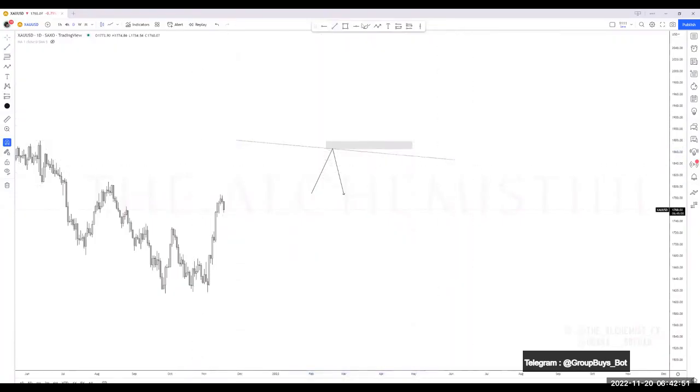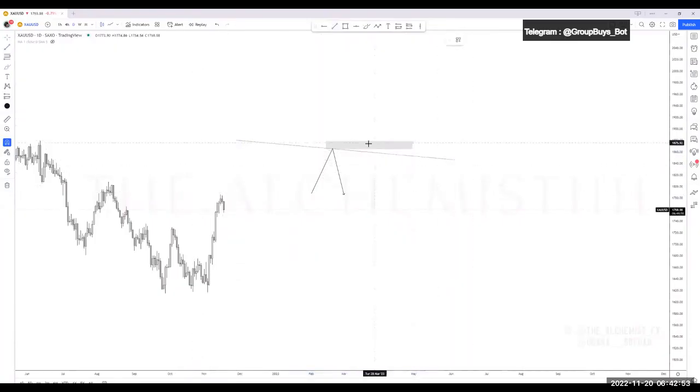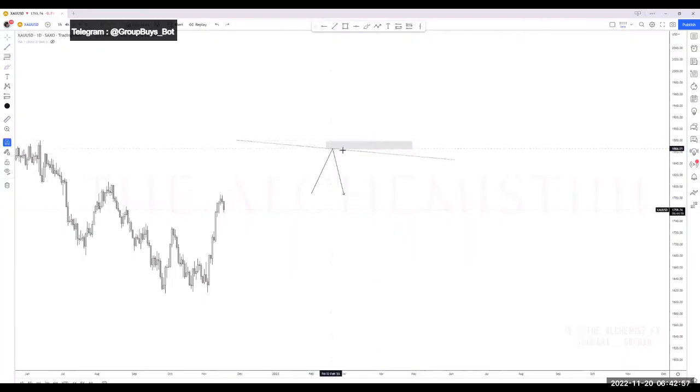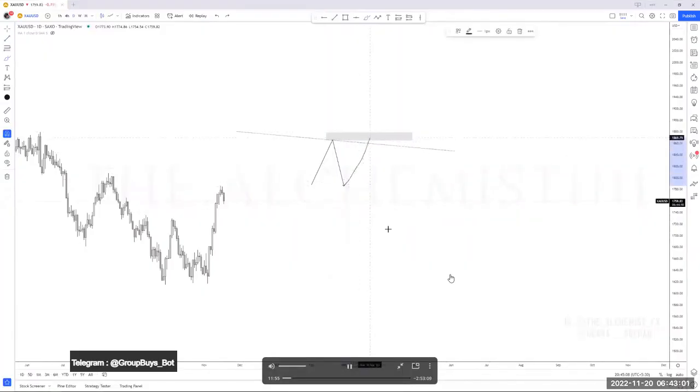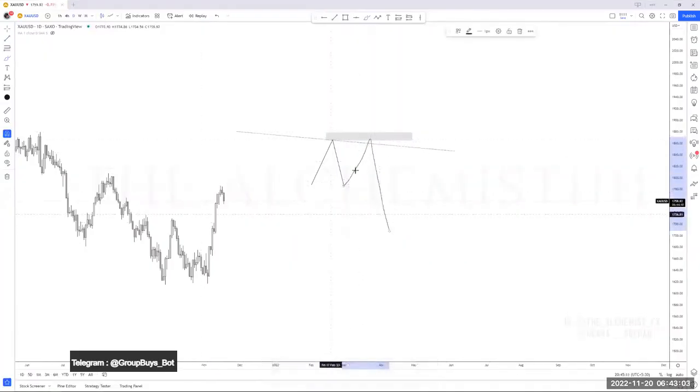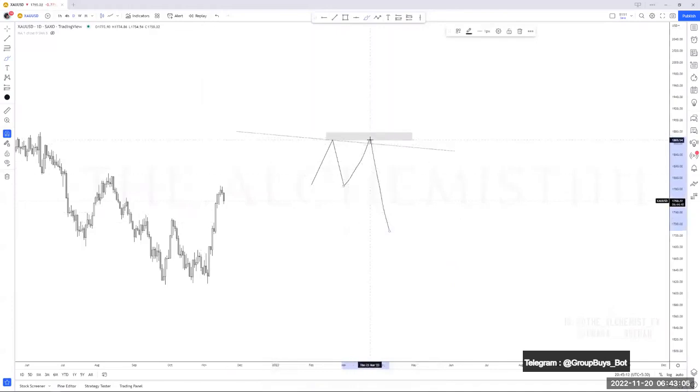So if a trend line is in line with this area, like this, now we have almost two resistances. We have the key level of the daily, a resistance, as well as a trend line. So a trend line can be used as confluence. You can expect price to tap into the trend line and into this, and then drop.